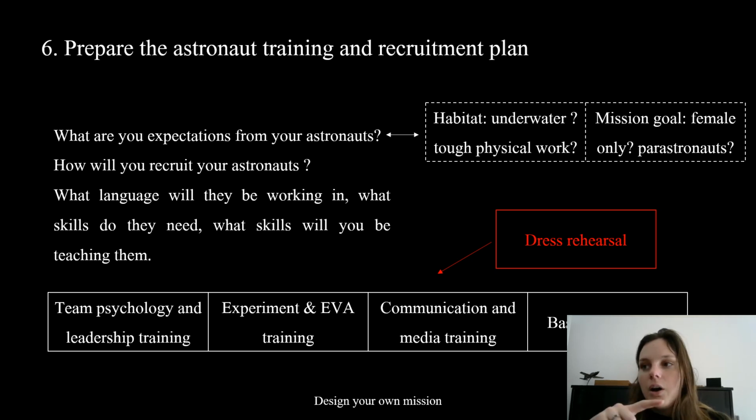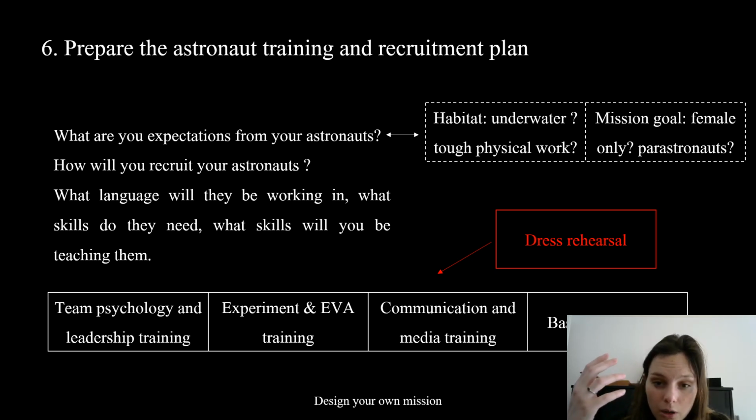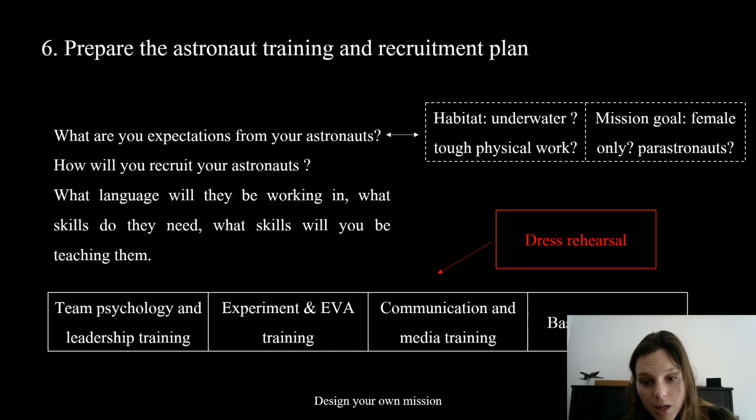And then other things, for example: are they going to be doing lots of EVAs? Are they going to be doing tough physical work? If yes, then you need analogue astronauts that are actually quite in shape. You can do some medical tests and you can do some sports tests. So these are all the parameters that can influence this.